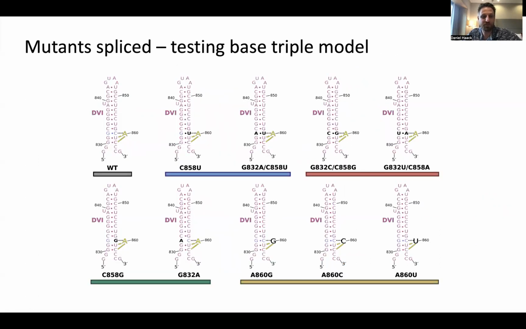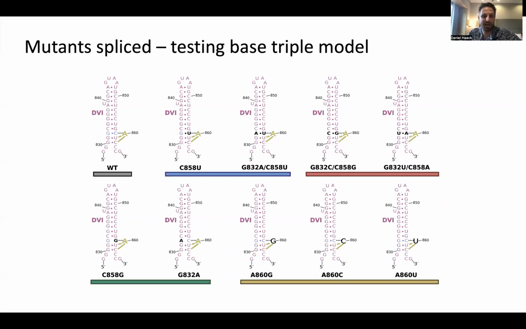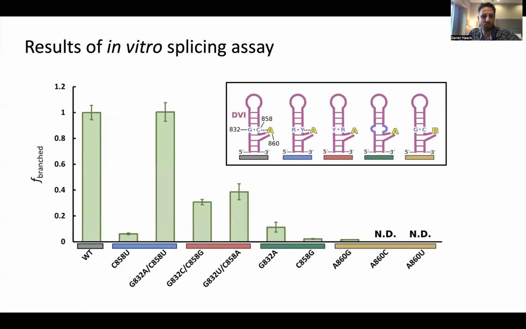Here are secondary structure representations of the mutants tested. Mutants with similarly intended effects are grouped accordingly, most of which were designed to disrupt the base triple. However, the ones underlined in blue were designed to maintain the ability to form the base triple. When the fraction branched, normalized to wild type, was compared, all but one of the mutants showed severe defects in branching. Interestingly, this mutant changes the GC base pair into an AU, maintaining the Watson-Crick nature of the base triple.